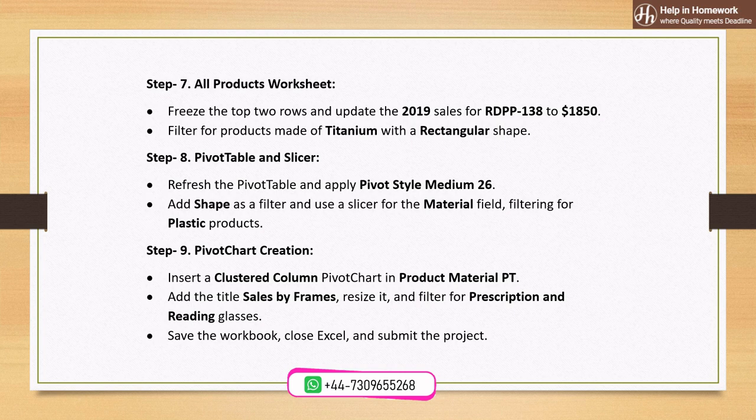Step 9. Pivot chart creation. Insert a clustered column pivot chart in Product Material PT. Add the title Sales by Frames, resize it, and filter for prescription and reading glasses. Save the workbook, close Excel, and submit the project.